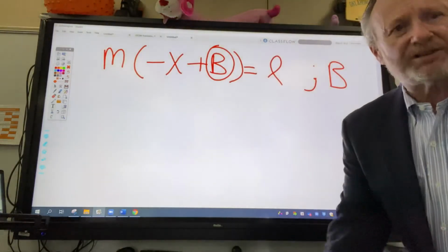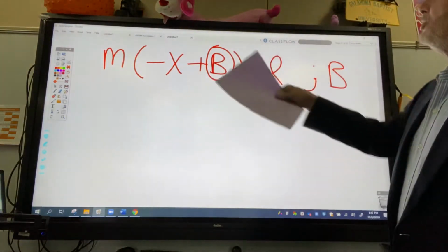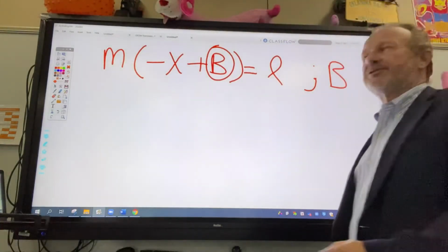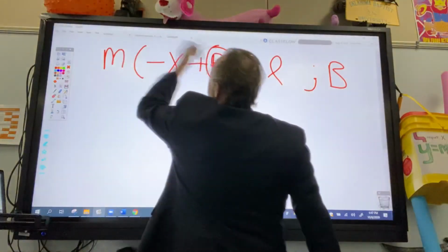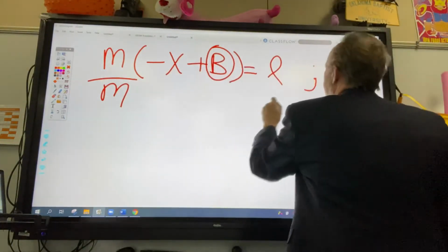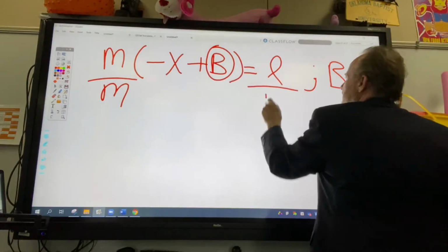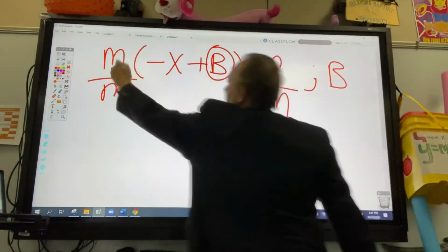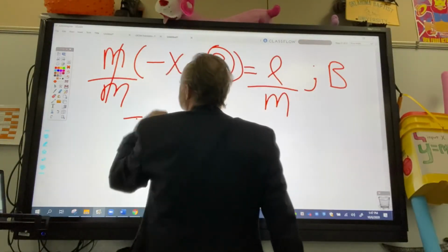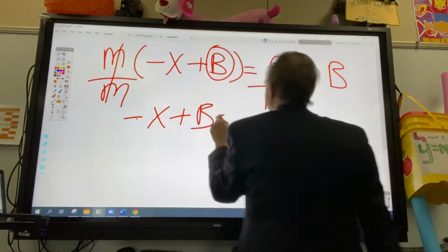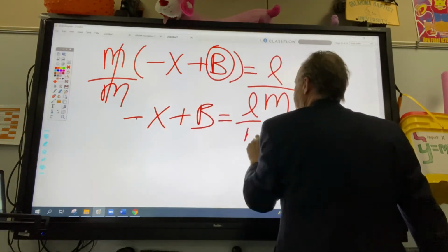That's the slouchy uncle. He's saying m distribute or times across negative x plus b, so we're getting rid of the m first. So if this is m times the parentheses, I'm going to divide by the m. Divide the m, divide the m. We all cool so far? Now, when I get rid of the parentheses, I ain't distributing no more. So I get negative x plus b equals L over m.